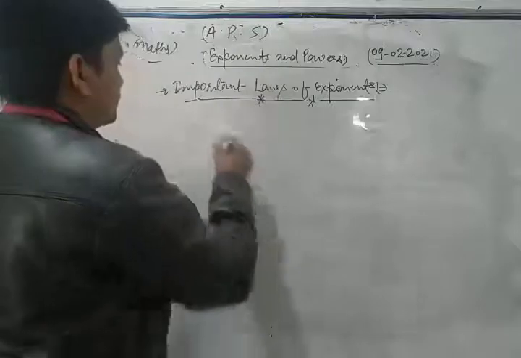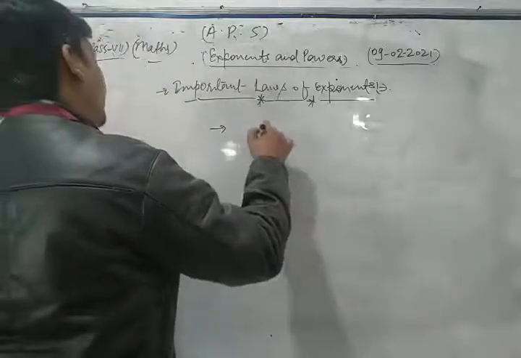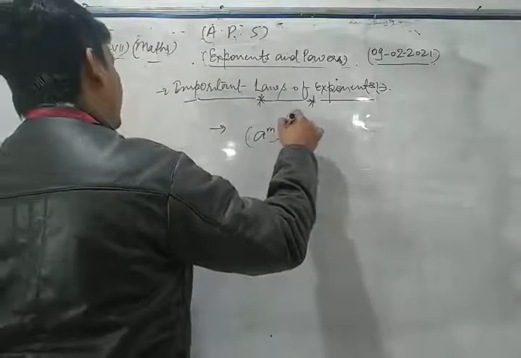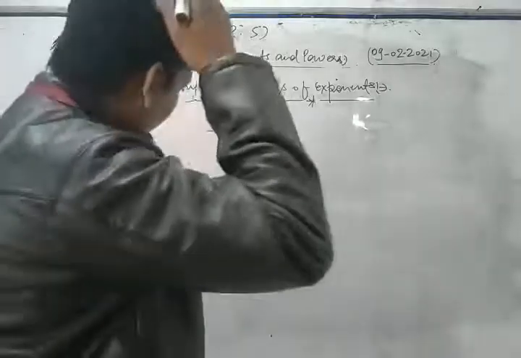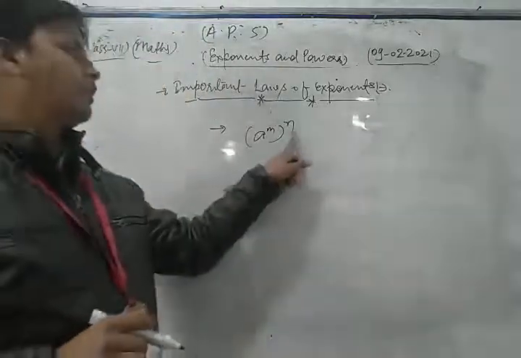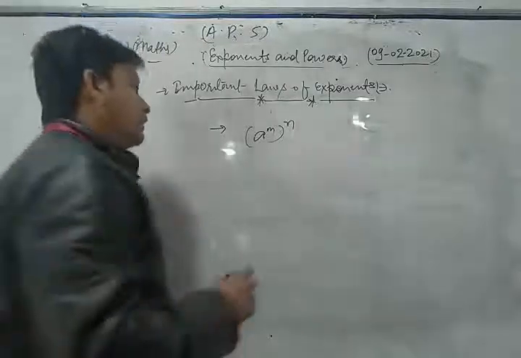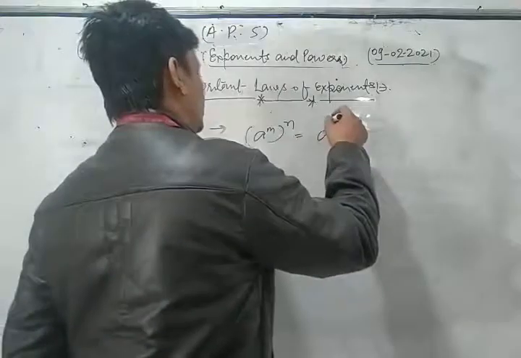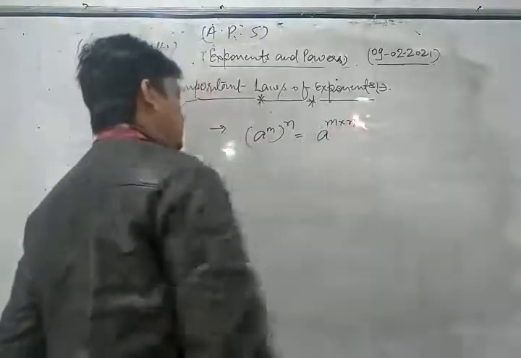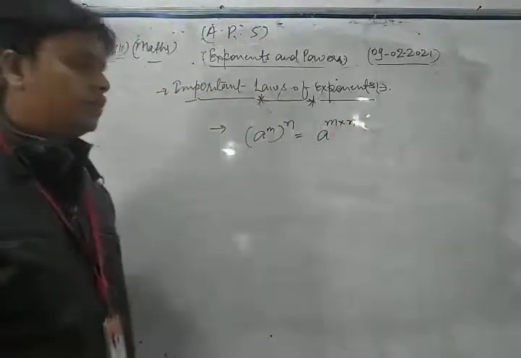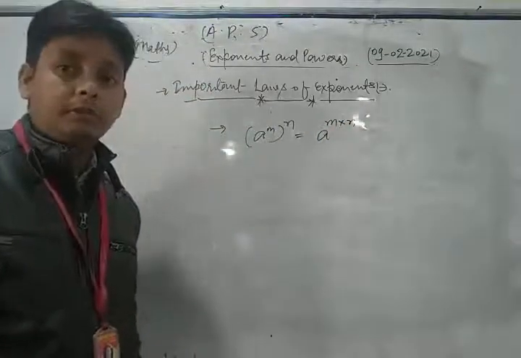Now the third law of exponents is what? If we have a to the power m, whole to the power n, then what do we get? Then we get a to the power m into n. So we just multiply them.